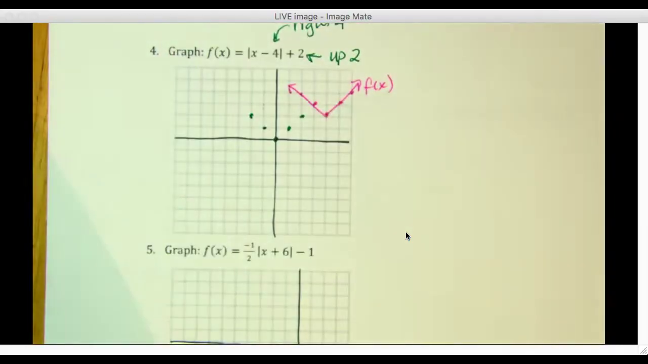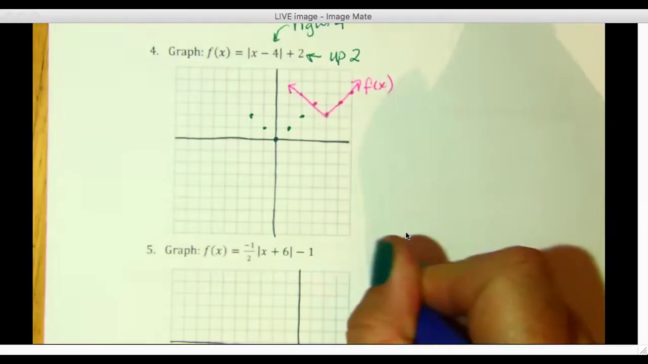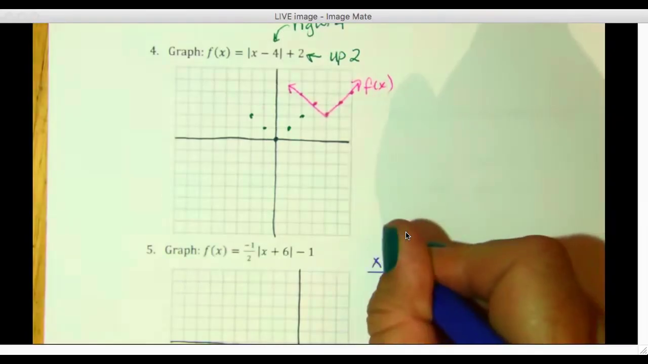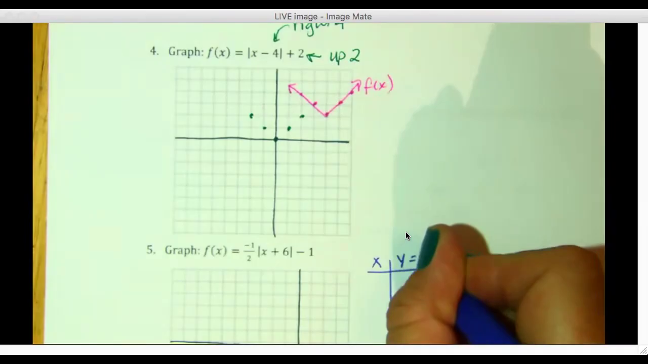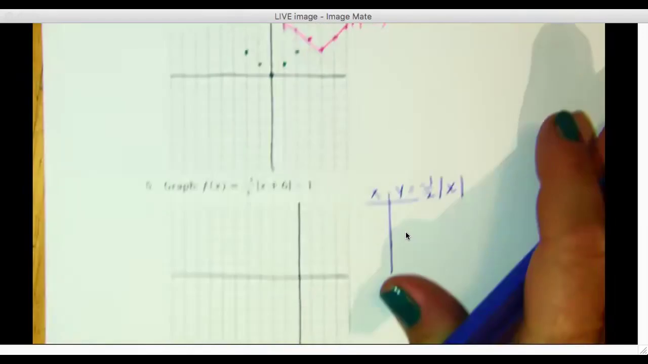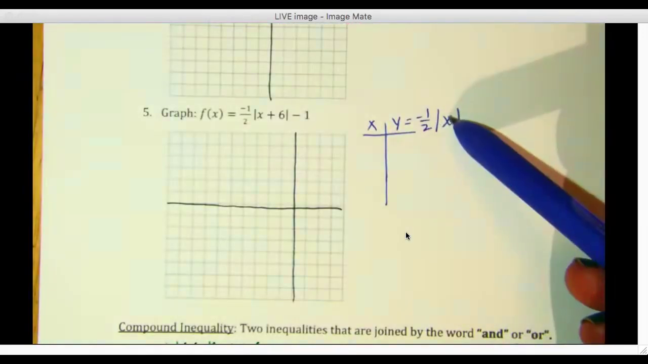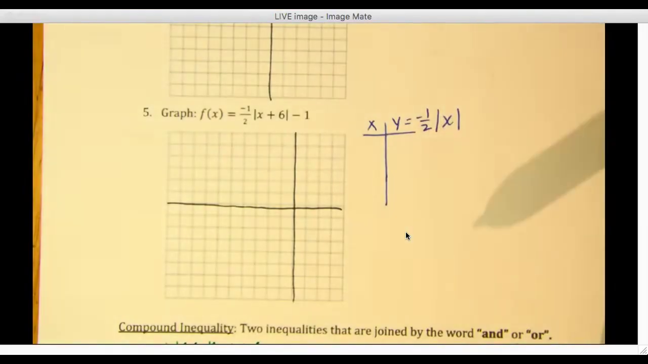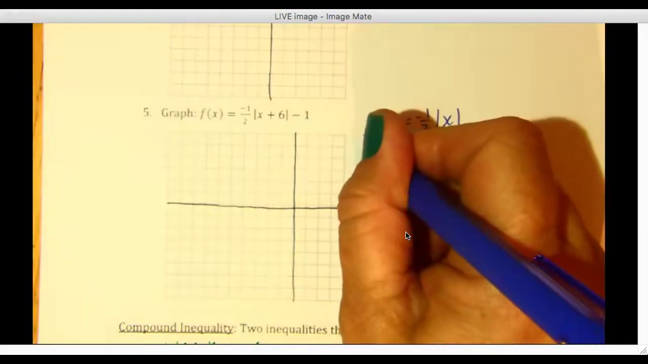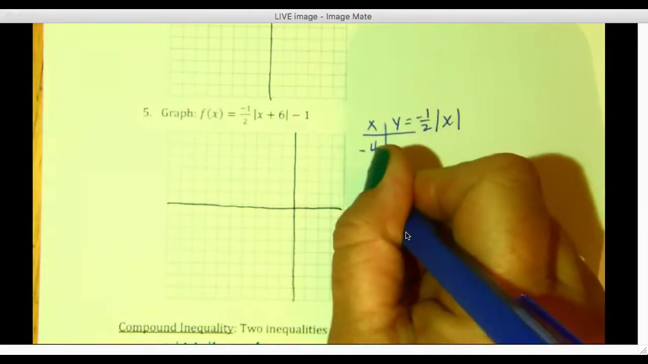In the next example, we have a few different shifts here. What I'm actually going to do is use the parent graph where I have x and then y equals -1/2 absolute value of x. And I'm going to choose x values that are divisible by 2 because I don't want to deal with fractions. So if I pick things that are divisible by 2, then my fraction will cancel out here. So I'm going to choose -4, 0, and 4.